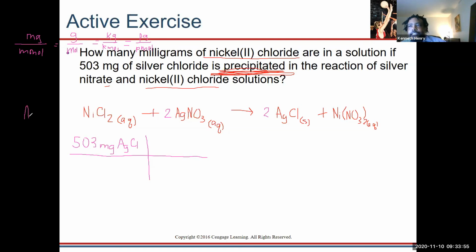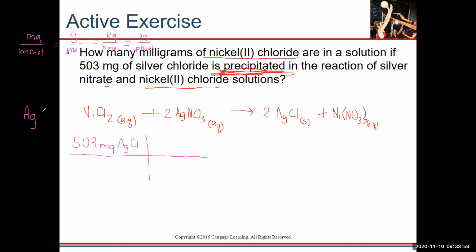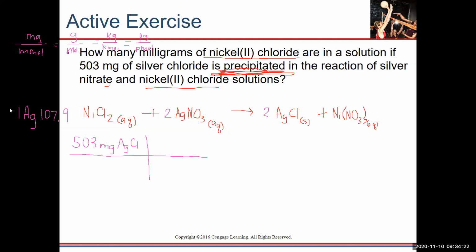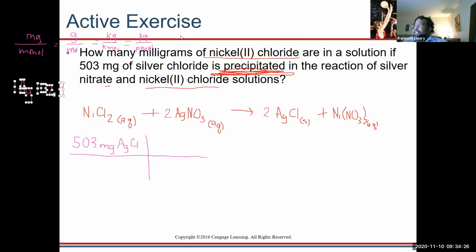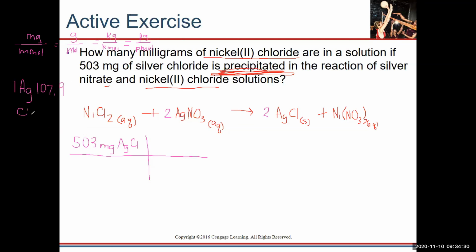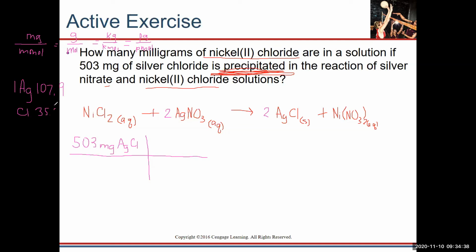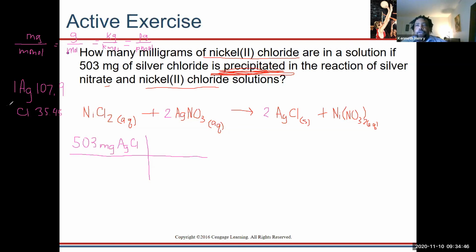So the atomic mass of silver is? I don't have my table with me. Let's see. 107.9. Okay. And we have how many of them? Just one. And then what about the chloride? 35.45. And how many of them do we have? Just one. Okay, I understand why you would round it. So let's add this together.